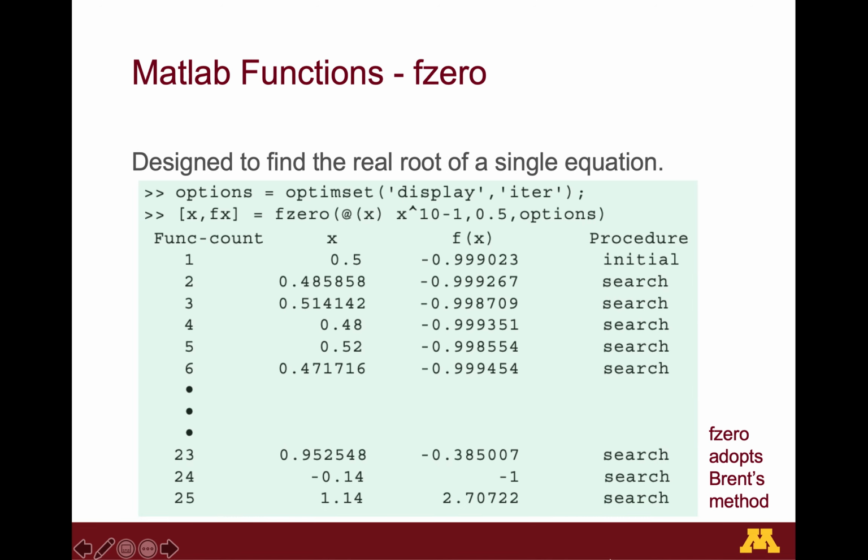A built-in MATLAB function fzero adopts the Brent's method in finding roots of a single equation. Here is an example of calling fzero to solve for the root of a simple polynomial x to the power 10 minus 1. The first line of code, calling optimset, is to make sure the detailed procedures are displayed. The second line is to call fzero with the first input as the function itself, the second input as the initial guess, and the third input as options, which is defined by the above line of code using optimset.